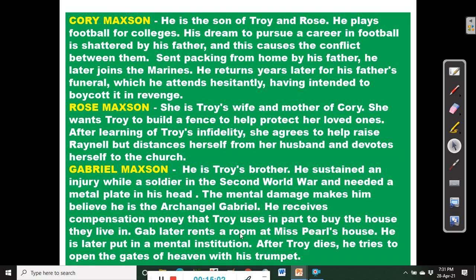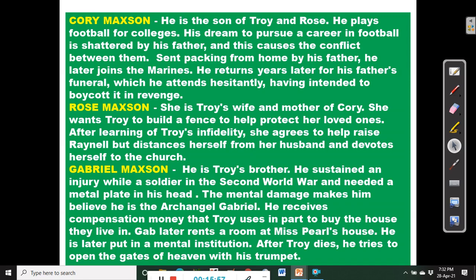Now, the next one is Corey Maxson. He is the son of Troy and Rose. He plays football for college. His dream to pursue a career in football is shattered by his father, and this causes the conflict between them. Sent packing from home by his father, he later joins the Marines. He returns years later for his father's funeral, which he attends hesitantly, having intended to boycott it in revenge. Initially, he tells his mother he is not going to attend the funeral because he wants to get back at his father. But the mother has to convince him to attend the burial, and somehow we later find a sort of resolution of this conflict.